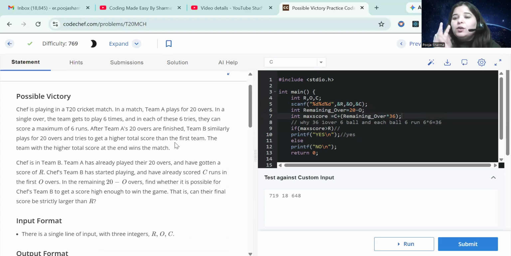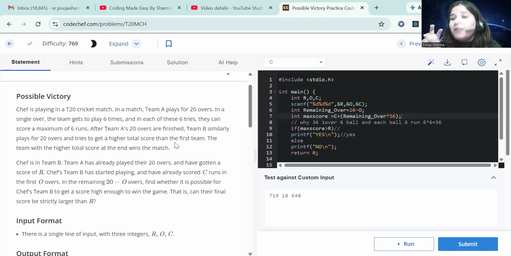So here there are two teams, Team A and Team B, and it's a T20 match. Team A scored some specific set of runs. They have already played their game. Now Team B is remaining, and Team B has already played some specific set of overs and scored some specific set of runs. Now what we need to do? We need to compare which one is the winner.